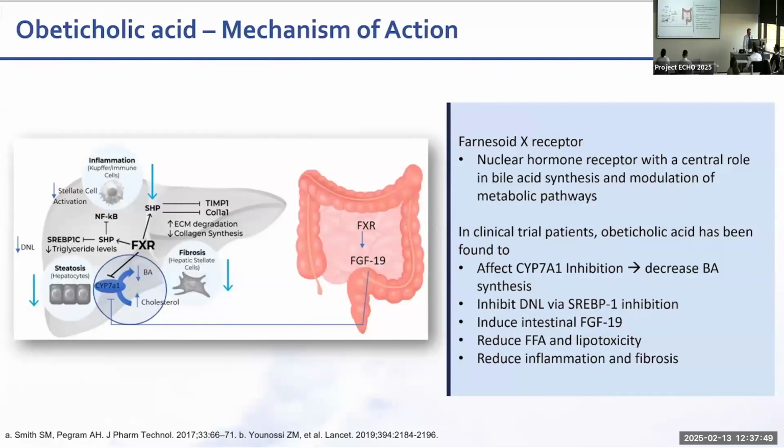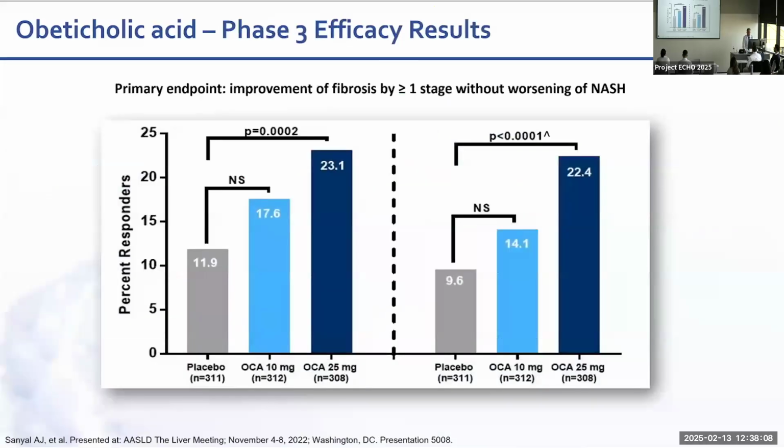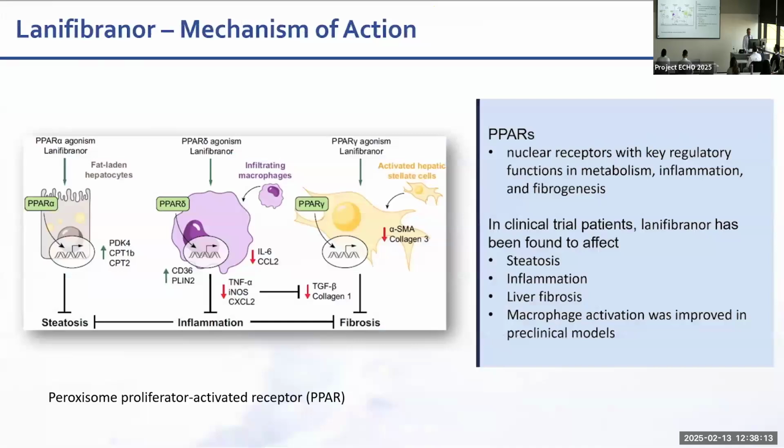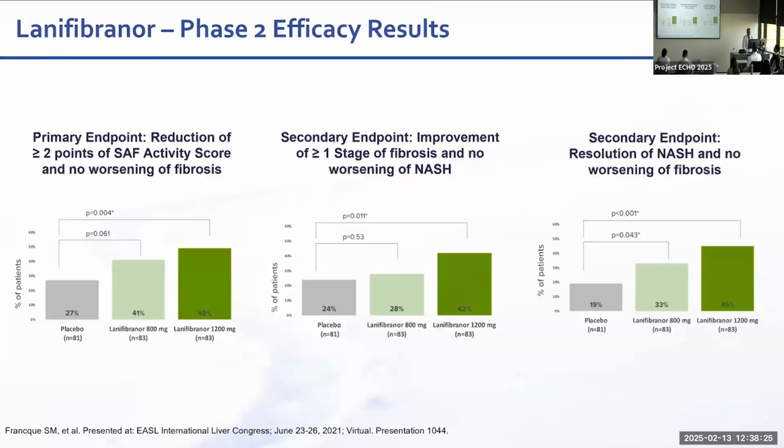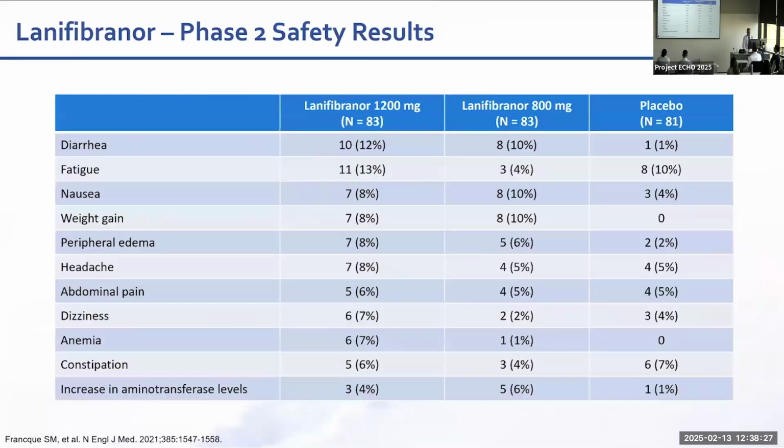There are other candidates very near to approval, but not yet approved. One is obeticholic acid. This is a farnesoid X receptor agonist, and it's already been approved for primary sclerosing cholangitis. And phase 3 studies show improvement in fibrosis. We have some issues with the safety. Lanifibranor is a peroxisome proliferator activated receptor agonist, and it shows to be effective for fibrosis and also NASH.